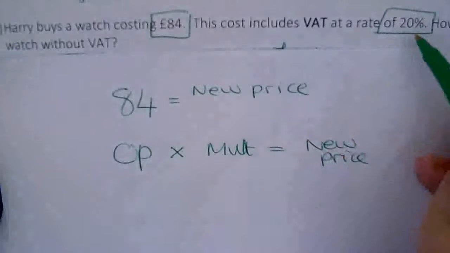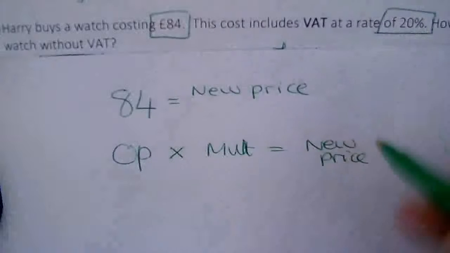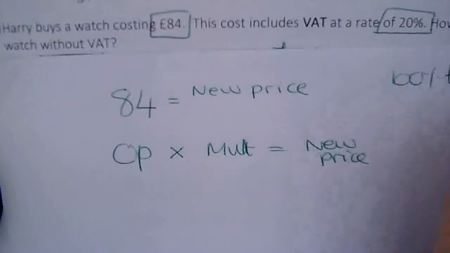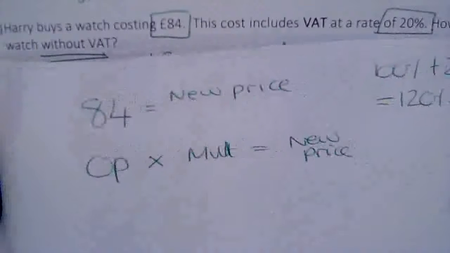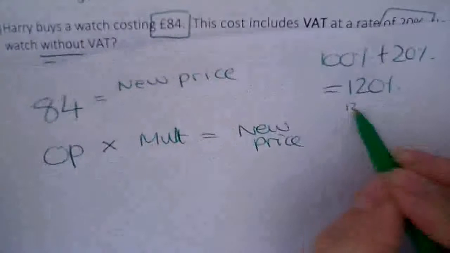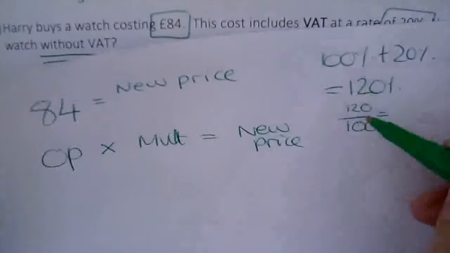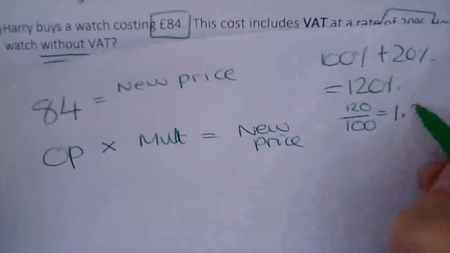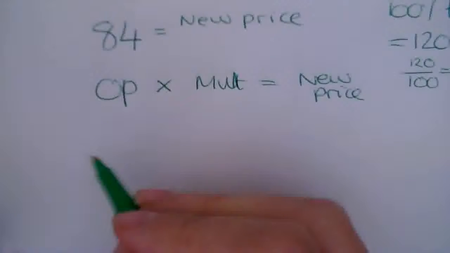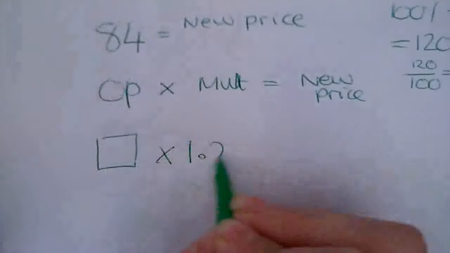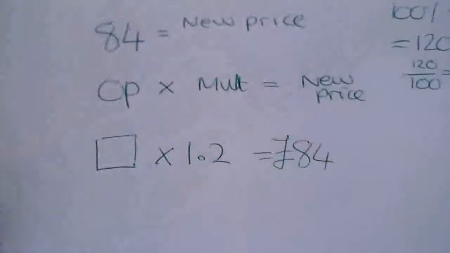So firstly, 20%, the multiplier you can use on a calculator or non-calculator, is going to be 100% plus 20%, which is 120%. If you're not confident changing that into a multiplier, then just think about it. 120% is 120 out of 100, and if you do a quick bit of place value on that, 120 divided by 100 tells you a 1.2 multiplier. So we're after the old price before the VAT was added on. So something times by 1.2, which is a 20% increase, gives you the £84 price.